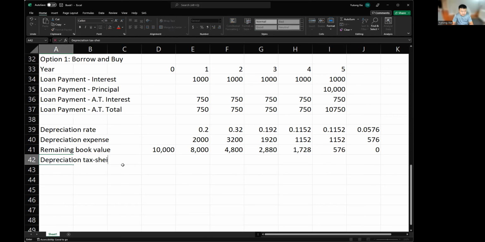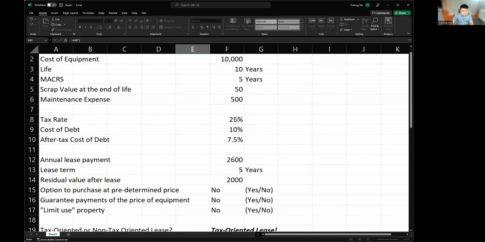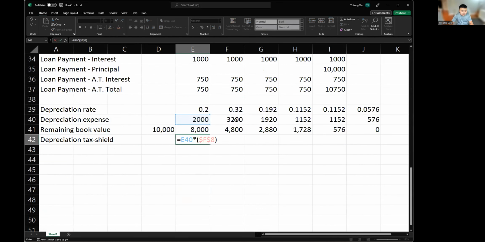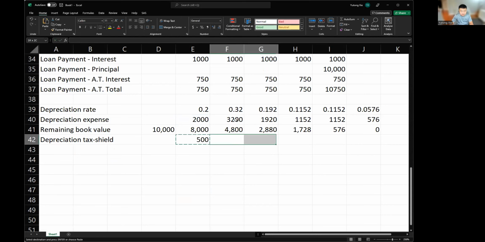And then we can have the depreciation tax shield, right? Depreciation tax shield. So the depreciation tax shield will be the depreciation expense multiplied with the tax rate, which is 25%. And I need a dollar sign, and I'm copying and pasting. I don't need the last year once again. I just need to stop right here. So that's the additional tax savings we get for the additional depreciation.